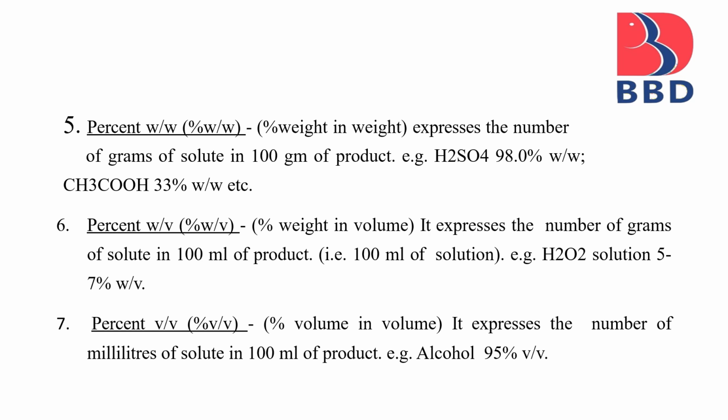The next method is percent weight by volume. It expresses the number of grams of solute in 100 ml of the product. One example is H2O2 solution 5 to 7% weight by volume. The third method under the category of percent concentration is percent volume by volume. It expresses the number of milliliters of solute in 100 ml of the product. One example is alcohol 95% volume by volume.